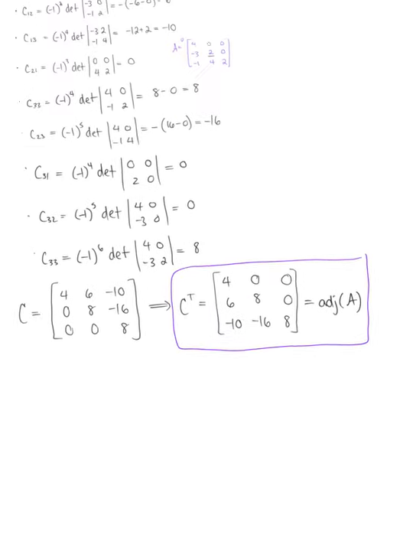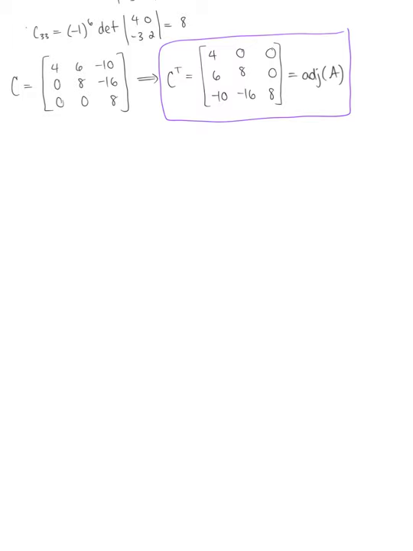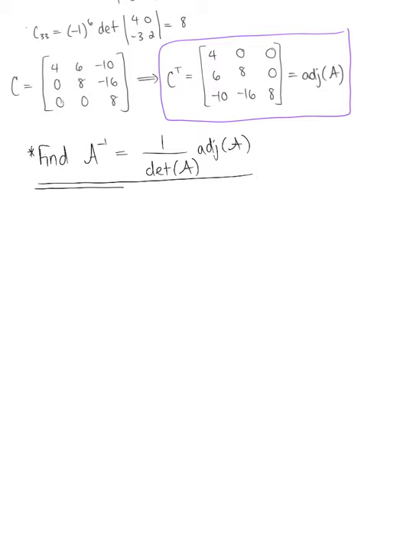So now that we have the adjugate of matrix A, we are ready to find the inverse. By the inverse formula, we know that this is 1 over the determinant of A multiplied by the adjugate of A. So we have the adjugate of A, and we now need to find the determinant.